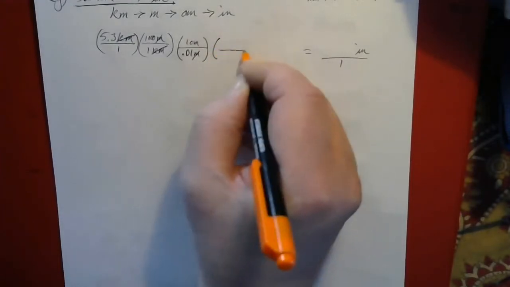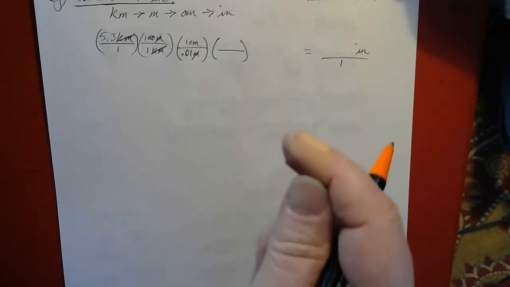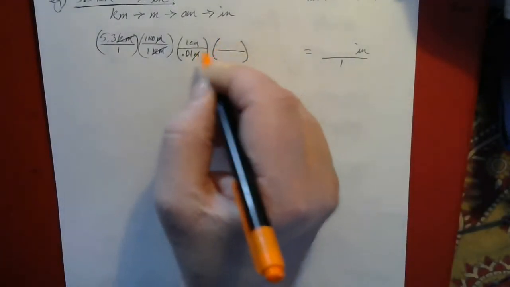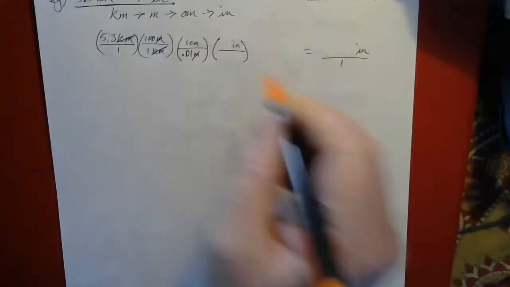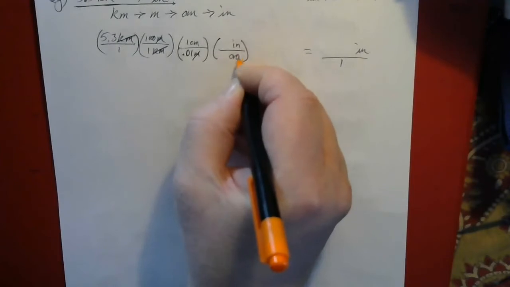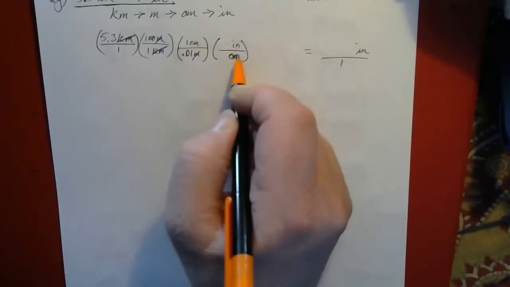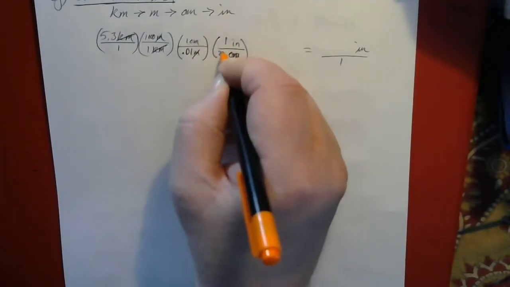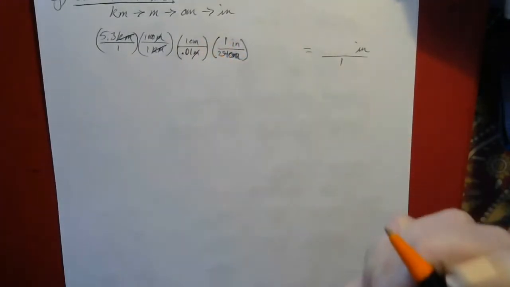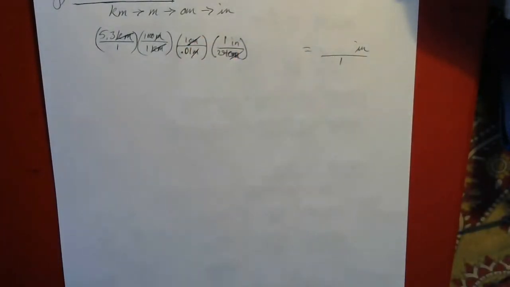Okay, we just saw that there's 2.54 centimeters for each inch, as we just saw in the last example. We want inches as the answer, so that's where that's going to go in the conversion factor, and we want to get rid of centimeters, which is in the top here, so it has to go on the bottom here. There's 1 inch for every 2.54 centimeters. Okay, so centimeters will cancel, and we should end up with inches.